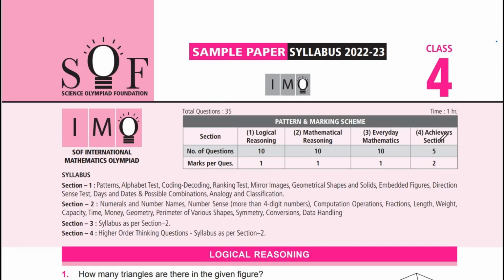So the fourth section is the achiever section. This is a little higher end questions. So here you will have 5 questions. Each question with 2 marks. So isn't it clear? So the syllabus for grade 4 is given here.